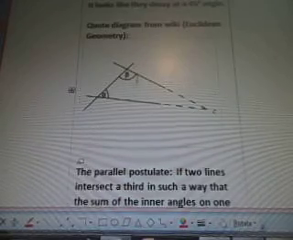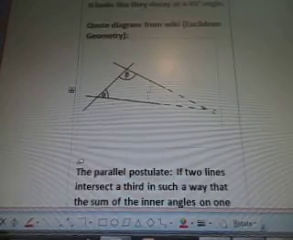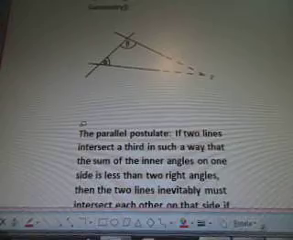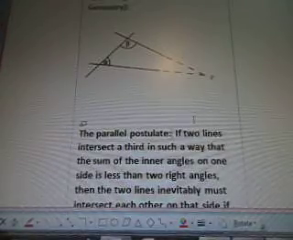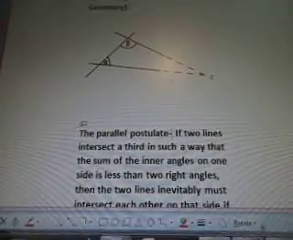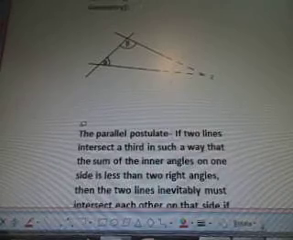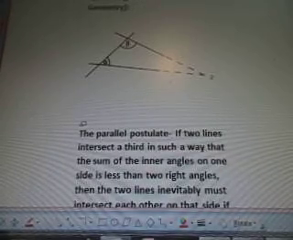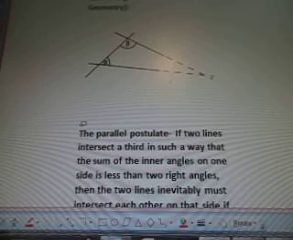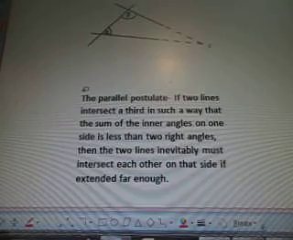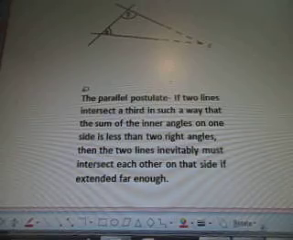Now you see you got A and B here, and then there's the 45-degree angle there, right? The parallel postulate, that's what it's called. Euclidean geometry. It says if 2 lines intersect a third in such a way that the sum of the inner angles on one side is less than the 2 right angles, then the 2 lines inevitably must intersect each other on that side if extended far enough.